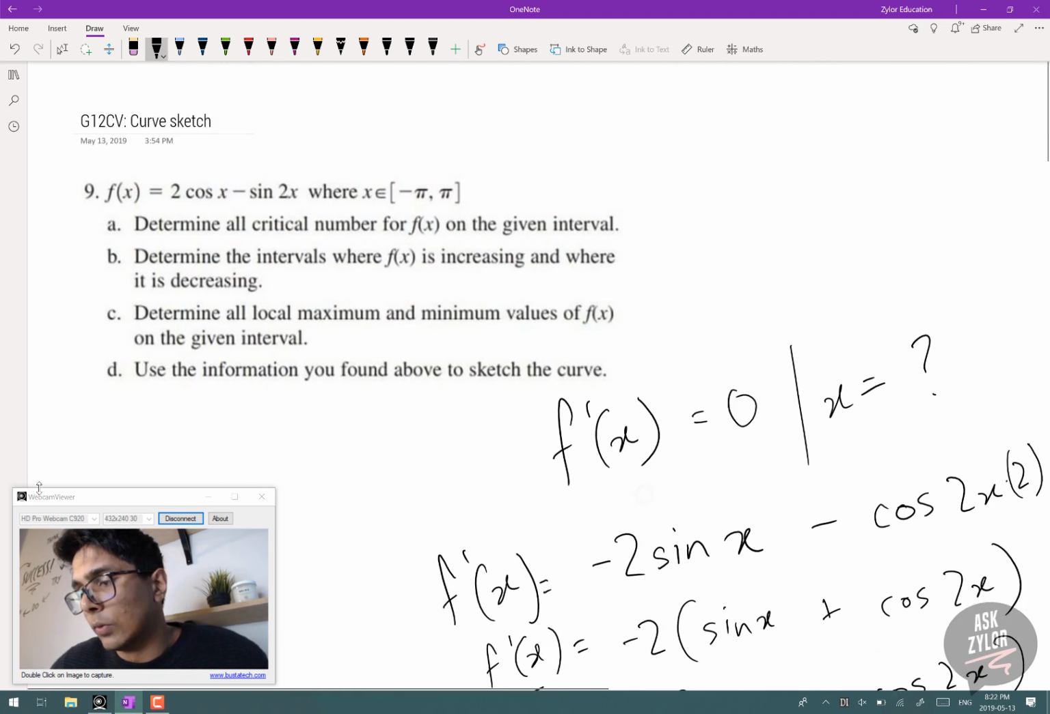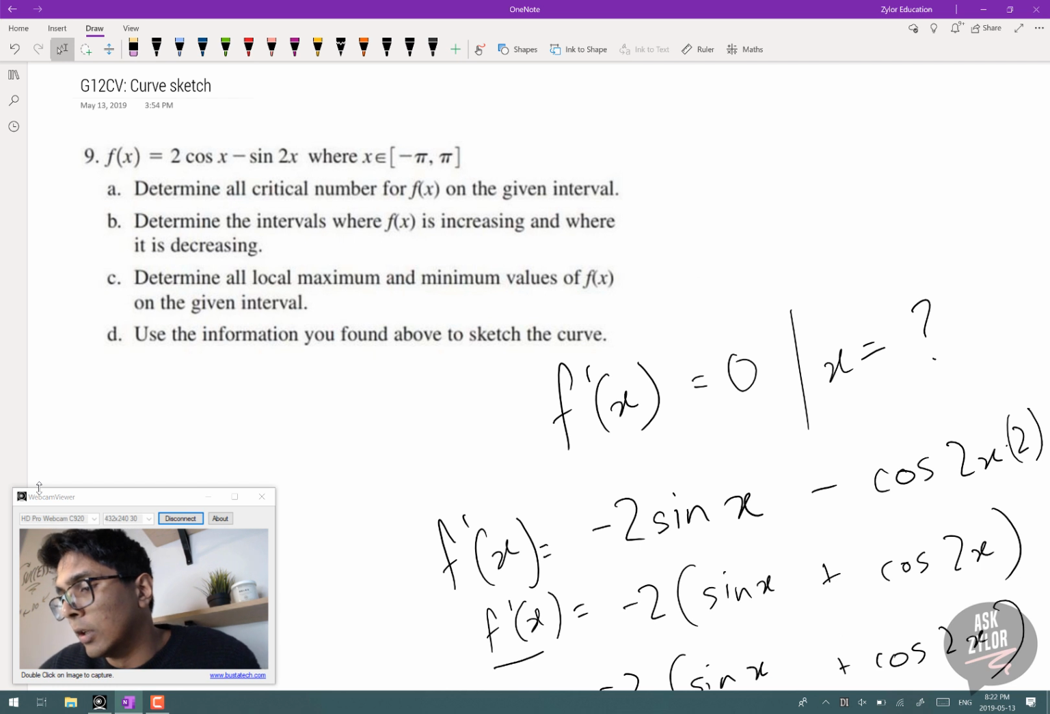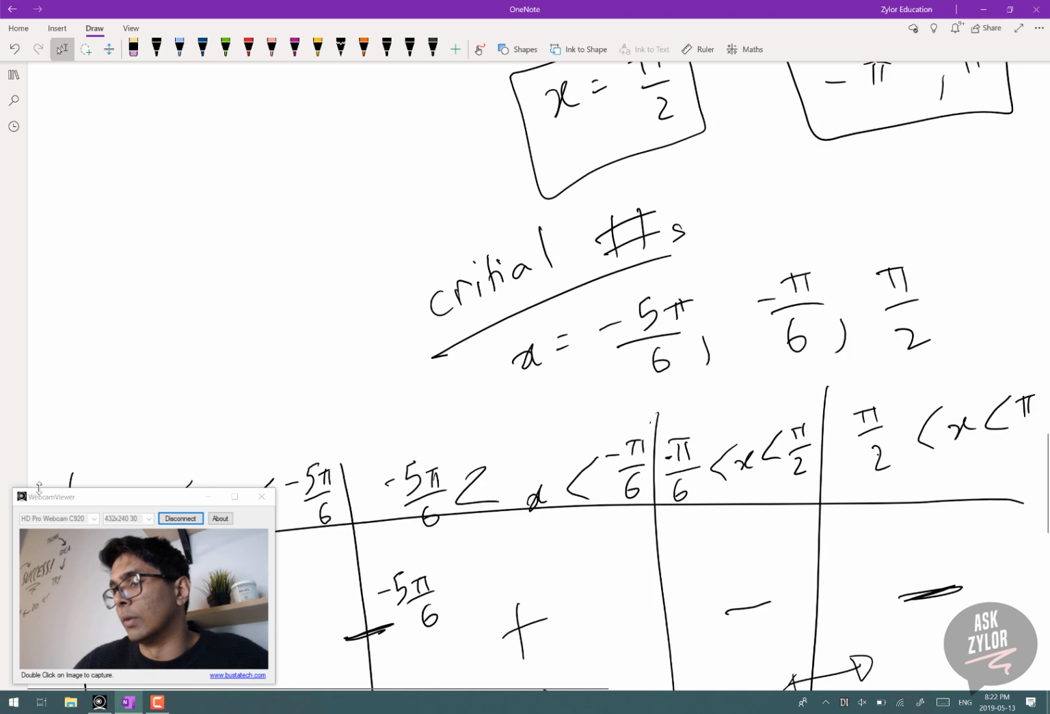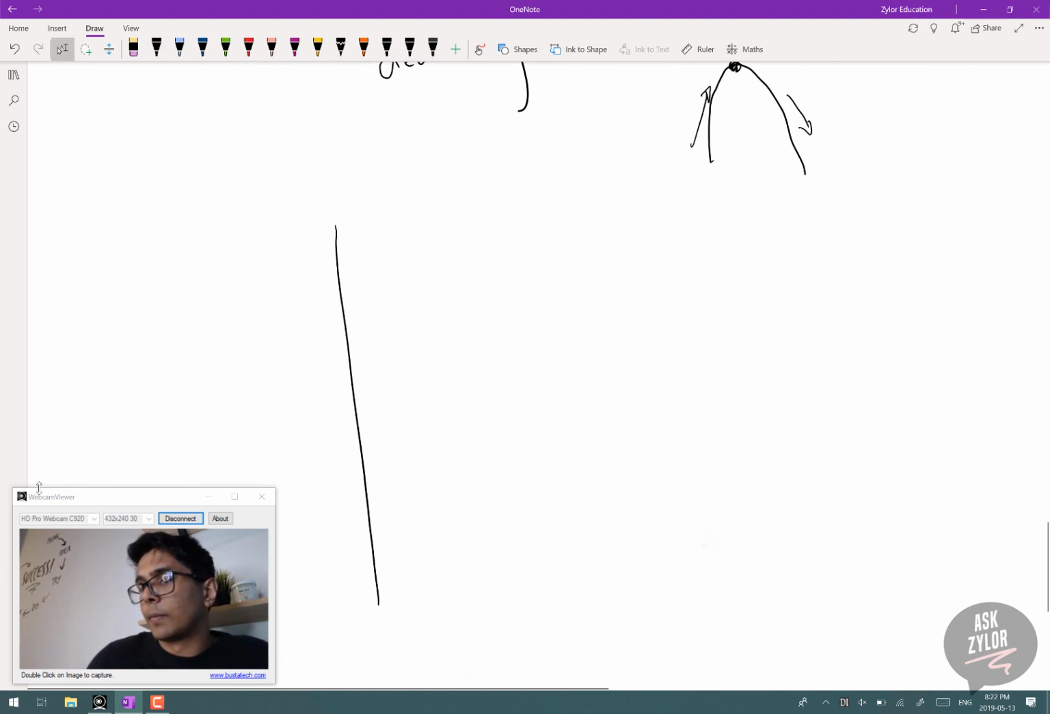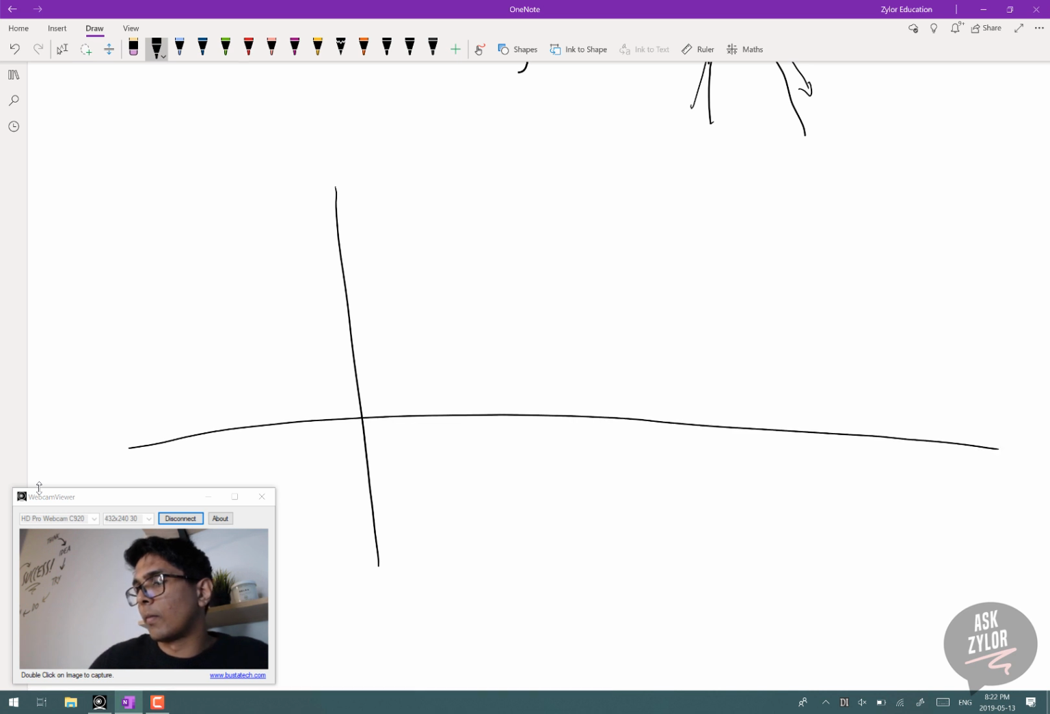Okay, so let's see the next part. Determine all local max and minimum values. We figured that out using the critical points. Use the information you found above to sketch, graph this curve. So I'm just going to put all this together. I'm going to make this more clear.